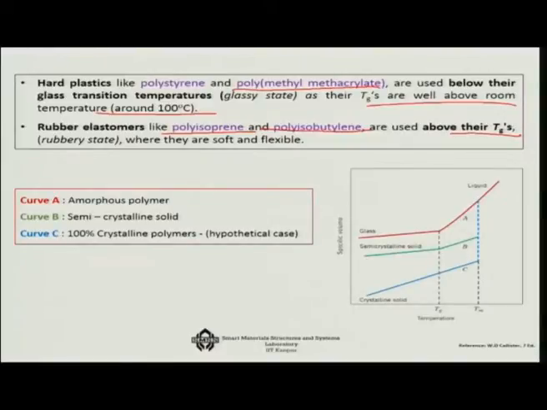So here is a liquid, you are quickly cooling, supercooled, you are getting a glassy stage. You are cooling a little bit slowly, you are going to get a semi-crystalline solid. And if you are cooling it really very slowly, then you are going to go to the crystalline solid stage. So curve A is for the amorphous polymer, curve B is for those polymers which are semi-crystalline, curve C is hypothetical, for those which are very crystalline.